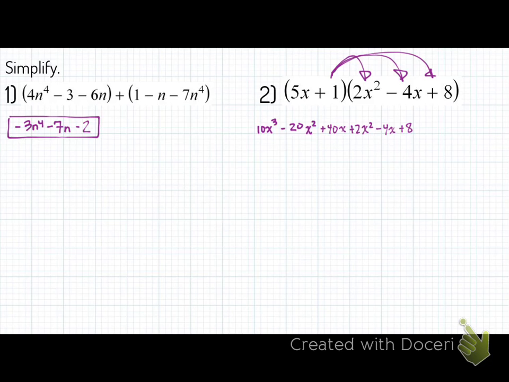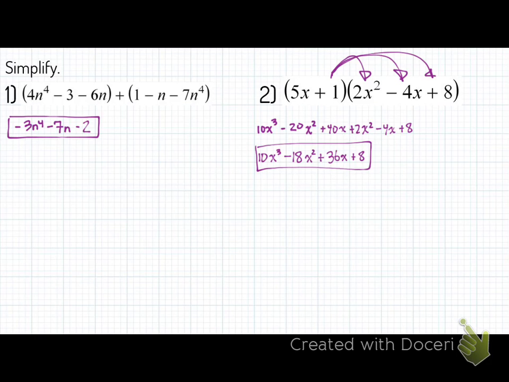Okay? Then I do what I did on number 1. I'm combining like terms, starting with the largest exponent, which is x to the 3rd. We got 10x cubed. Then we got negative 20x squared. We're going to combine that with a positive 2x squared right here. We're going to get negative 18x squared, which is already written down here. Then we're going to x to the 1st. We got 40x minus 4x is positive 36x, and then of course we have our constants of positive 8. Box your answer.